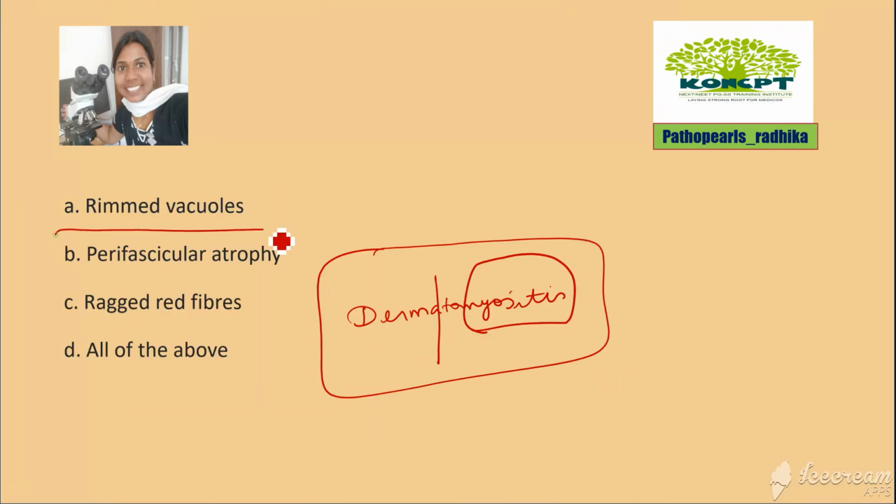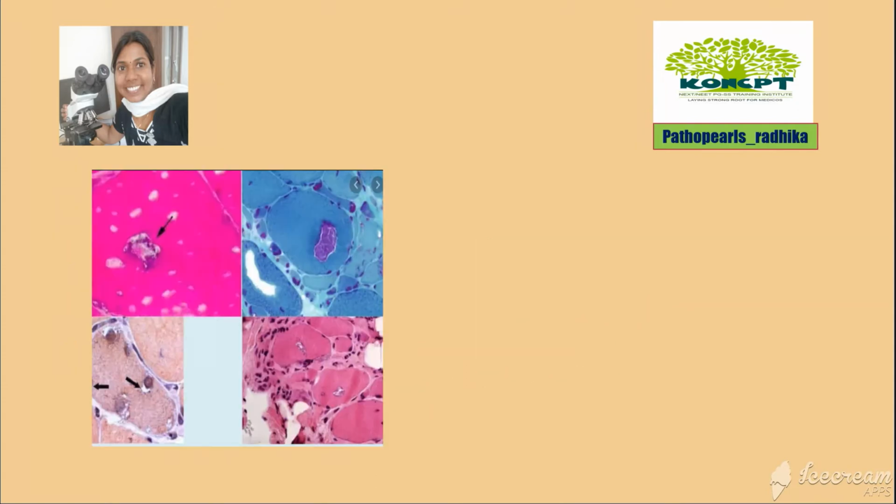Okay. So now let's go to the question. So the answer here is perifascicular atrophy. So what about the other options? So the other option was ragged red fibers. What do you mean by ragged red fibers? So this again is an important question.